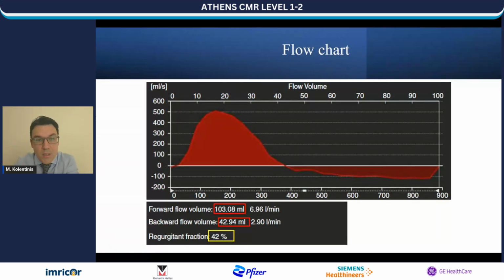This is a patient with aortic regurgitation. The visualization of the flow chart is very important because we get some sense that it could be severe aortic regurgitation, because it has holodiastolic blood flow reversal.